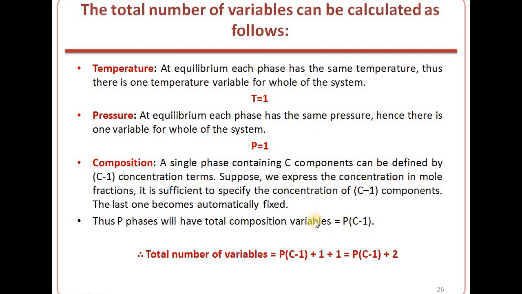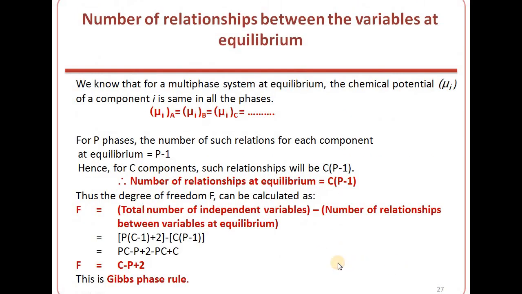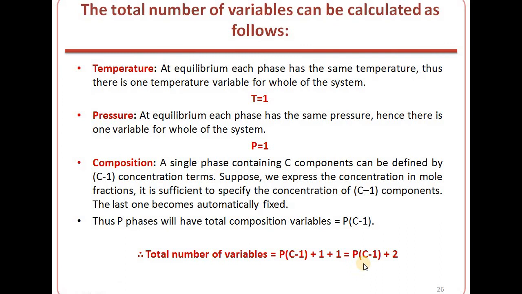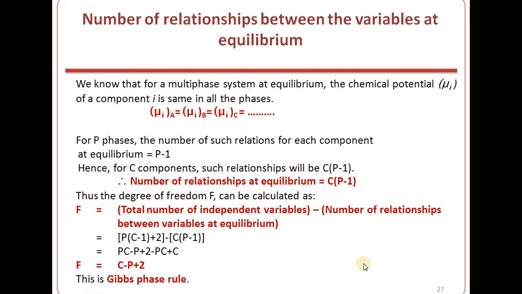So adding all the variables, we get the total number of variables defining the given system, that is P into C minus 1, which are the composition variables, plus one pressure variable and one temperature variable. So total number of variables are P into C minus 1 plus 2. Now next we move to find out the number of relationships between the variables at equilibrium.